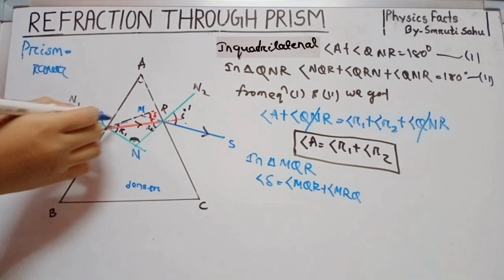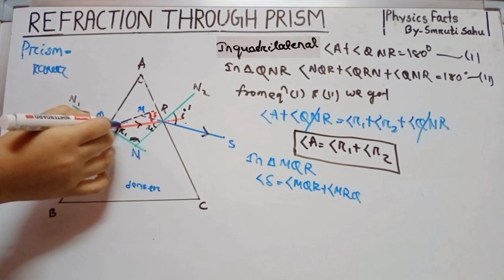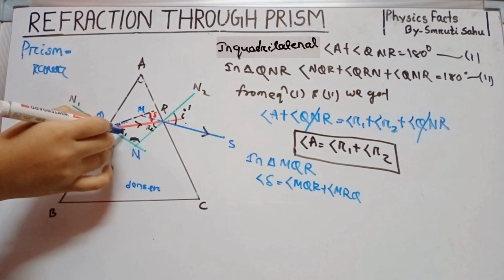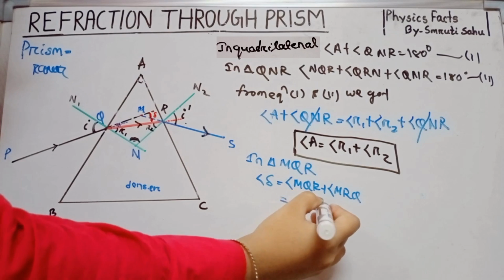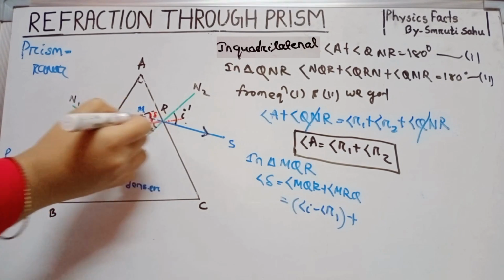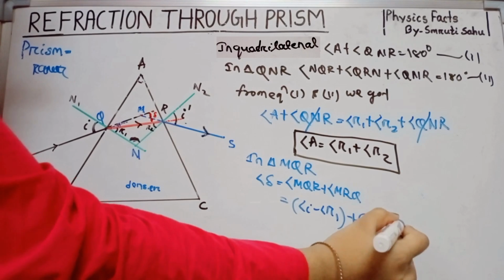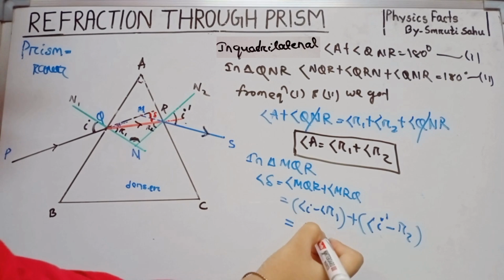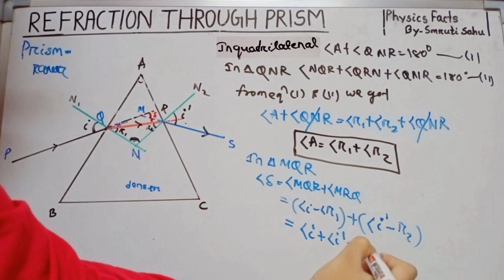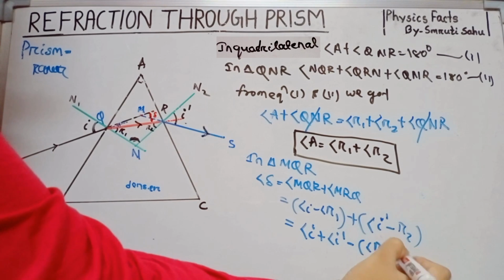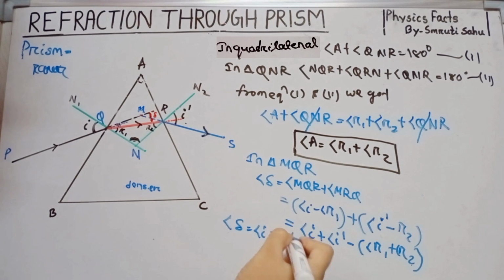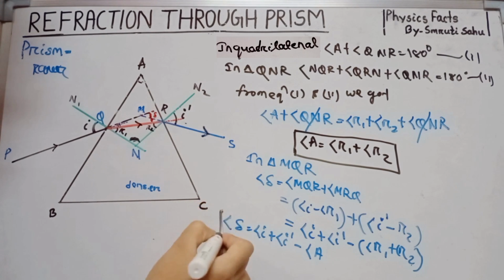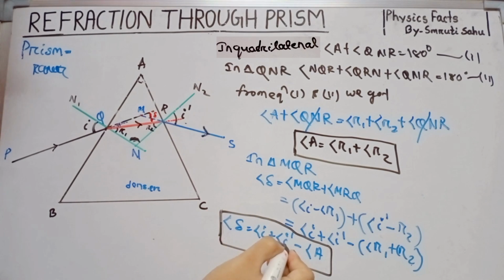Dear student, next, what is MQR? That angle MQR, this one is total I, this total minus this one. That means I minus R1. So angle I minus angle R1 plus MRQ, this total I prime minus R2. Simplify this one: angle I plus angle I prime minus angle R1 plus angle R2. So angle delta equals angle I plus angle I prime minus R1 plus R2, that is angle A. Okay, student? Here we got that angle delta is equal to I plus I prime minus A.